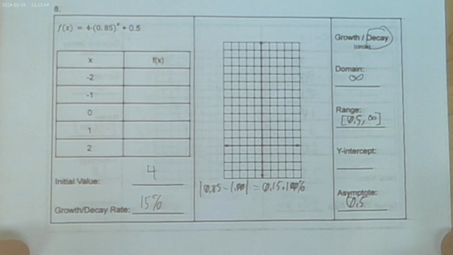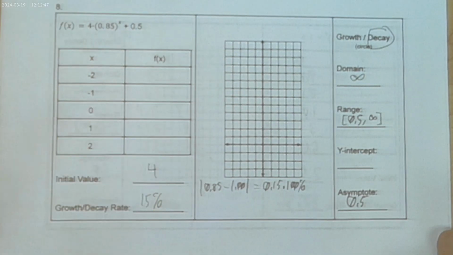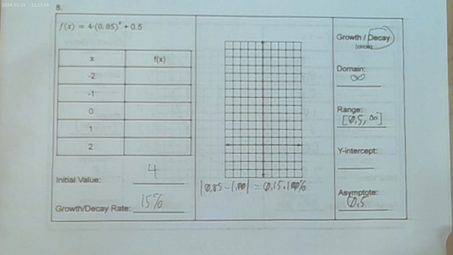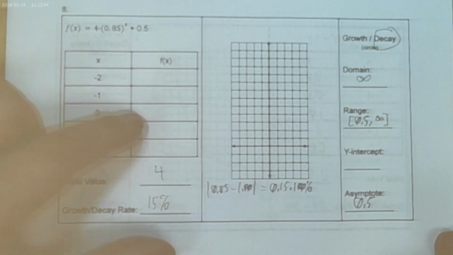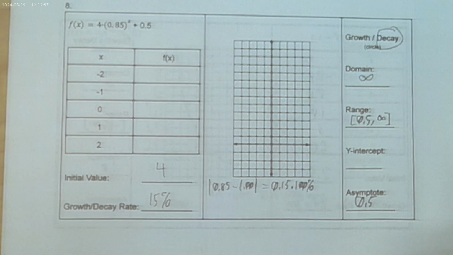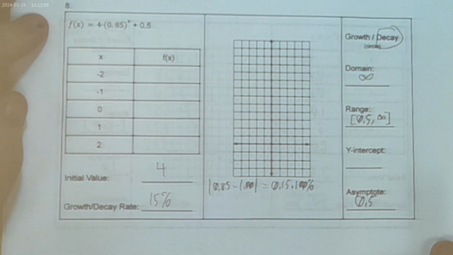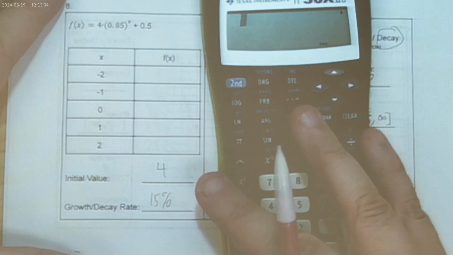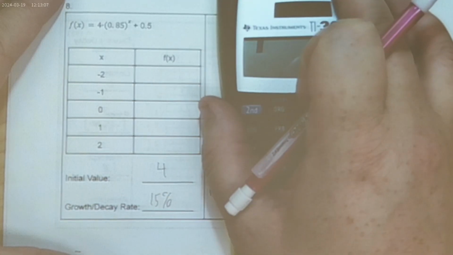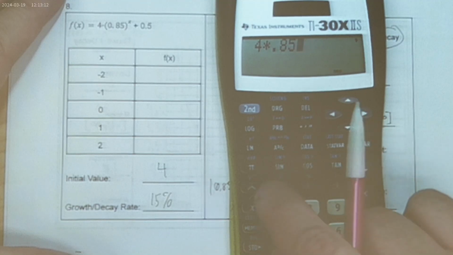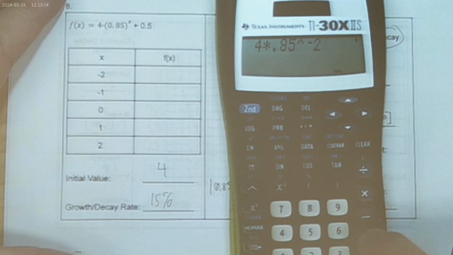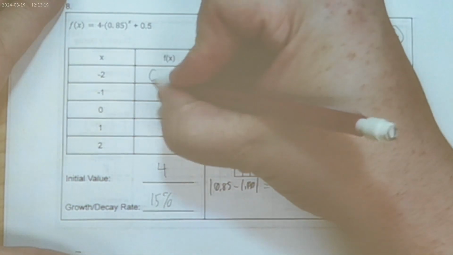And because I've got that extra thing here, I can't intuitively, well, actually I probably can. But anyway, if you have this, then take your time filling out the table. Don't try to do too many shortcuts, because you don't want to make a preventable mistake. So, in the spirit of not making a preventable mistake, I'm going to let the calculator do the heavy lifting. I got 4 times 0.85, up arrow, -2, plus 0.5, and that gives me 6.03, all right.